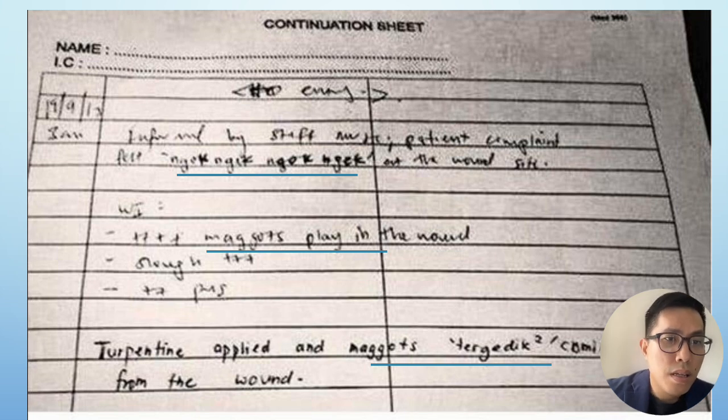Let me read this. "Informed by staff nurse, patient complaint of feel ngok ngek out of the wound site. Wound inspection plus maggots playing in the wound. Slough plus puffs. Turpentine applied and maggots tergedit and from the wound." This is not good documentation. It does not reflect your professionalism. If this case went to court, this would be a point to attack your credibility.